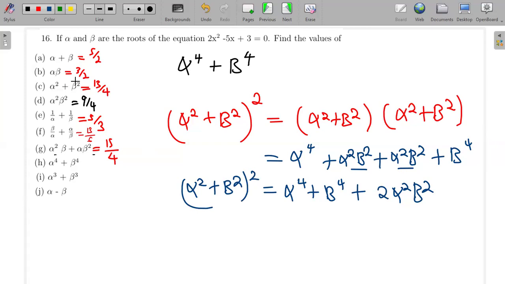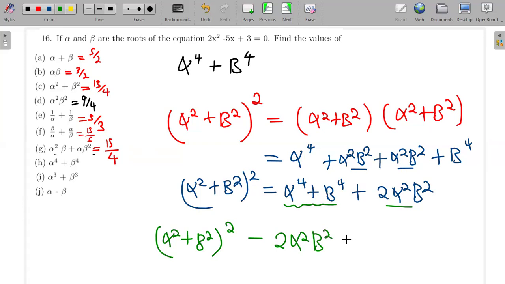And on the other part, I have alpha squared plus beta squared to the power 2. Right, so I want to make this the subject of the formula. So I'm just going to take this to the other side. So it will be alpha squared plus beta squared, all squared, minus 2 alpha squared beta squared, is equal to alpha to the power 4 plus beta to the power 4.